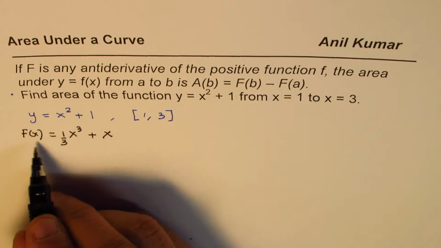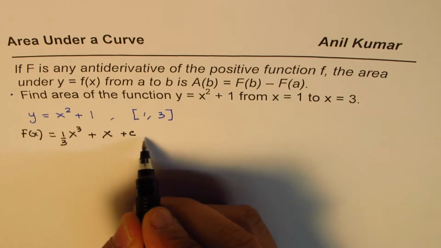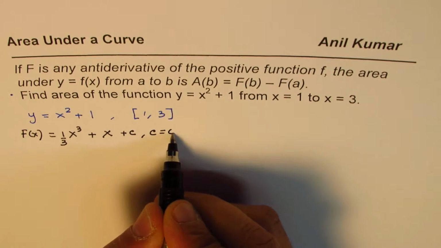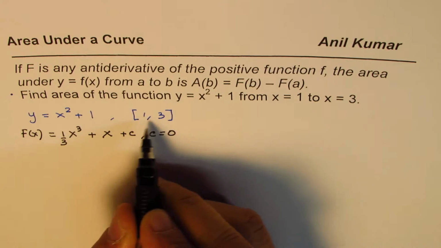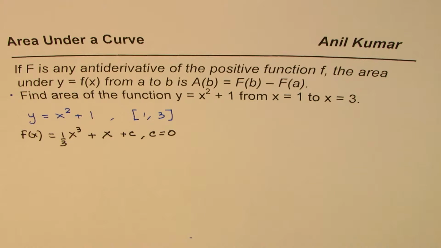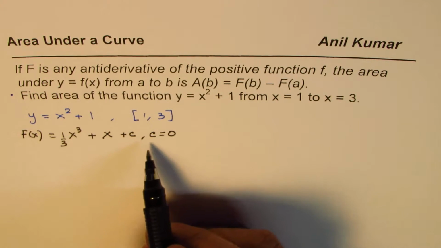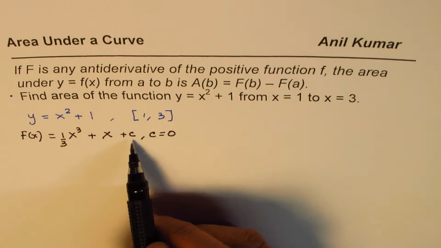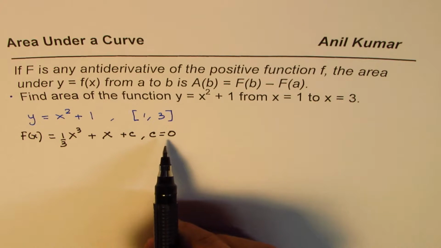Now normally when we find an antiderivative, we write plus c, right? But in this case, we'll choose c to be equal to 0. The idea is we have two values, so when we do F of b minus F of a, they cancel out. So even if you choose any constant, it will cancel out. So we'll just choose c equals 0 in our case.